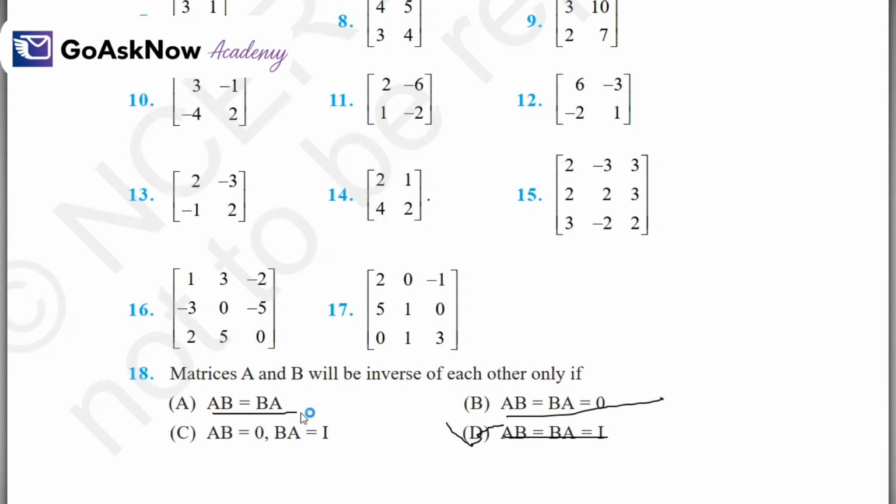This is the genuine condition for A and B to be inverse of each other, which we have already studied in the previous class. You can check out the video on the official website or YouTube channel of GoAskNow technology. Okay, let's move further.